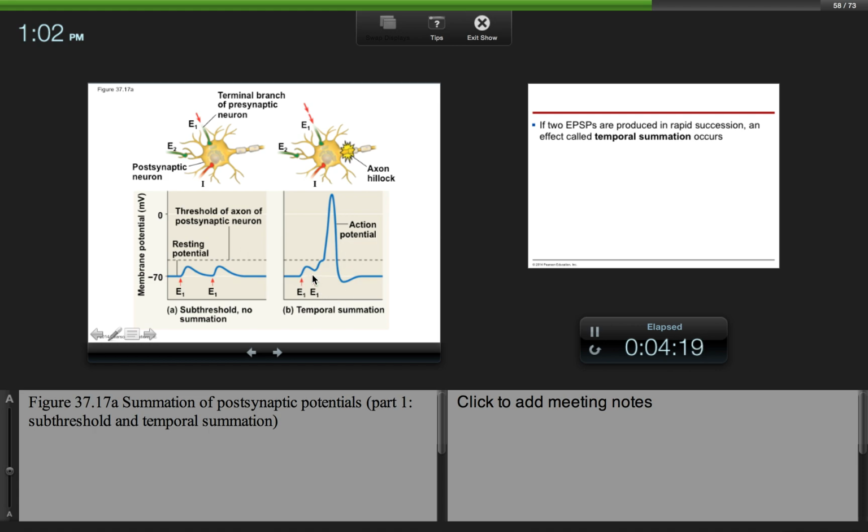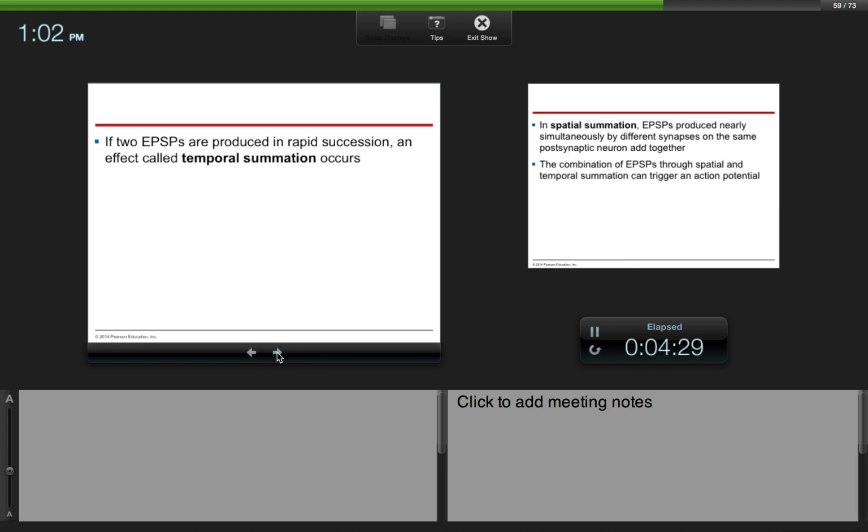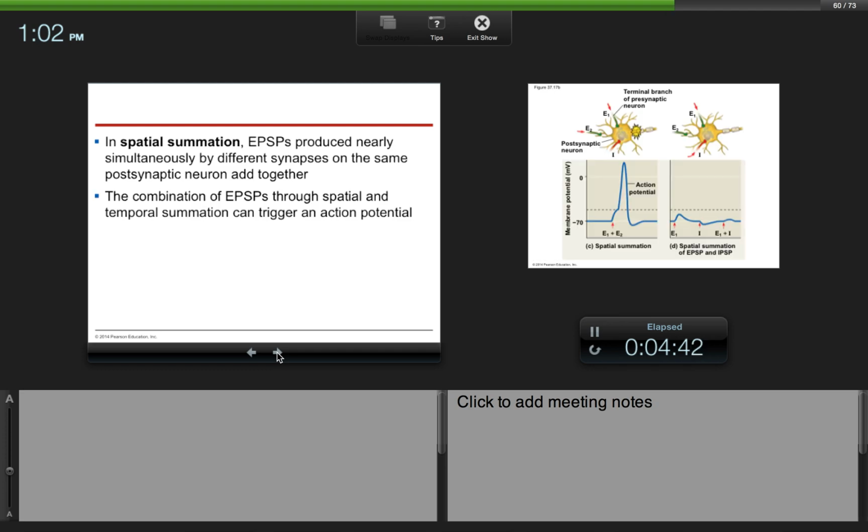If they come in close together, then an action potential will be generated because they have an additive effect. If two EPSPs are produced in rapid succession, an effect called temporal summation occurs. So basically the two EPSPs, their effects get added together, which leads to the generation of an action potential. In spatial summation, EPSPs produced nearly simultaneously by different synapses on the same postsynaptic neuron add together. So they still have an additive effect. The difference is that the EPSPs are coming from different presynaptic neurons. The combination of EPSPs through spatial and temporal summation can trigger an action potential.